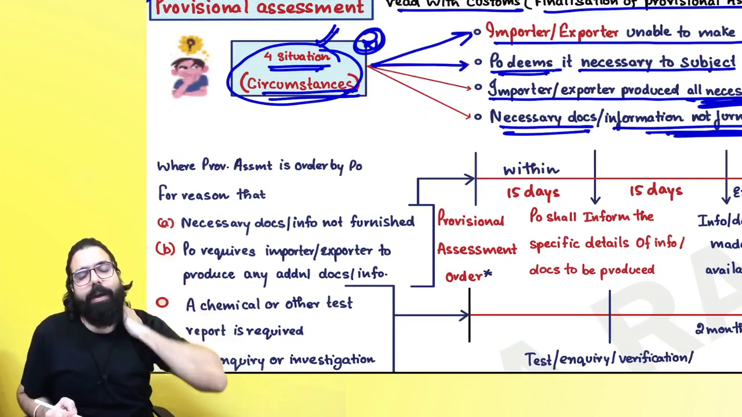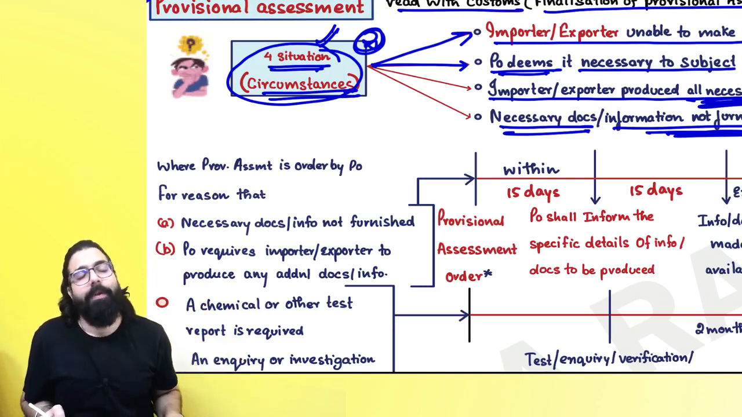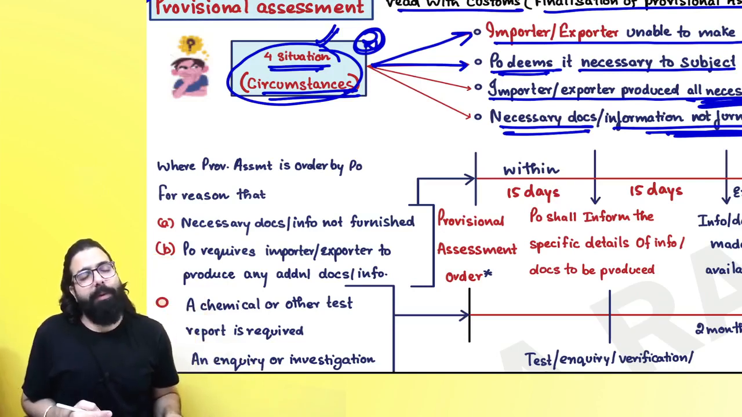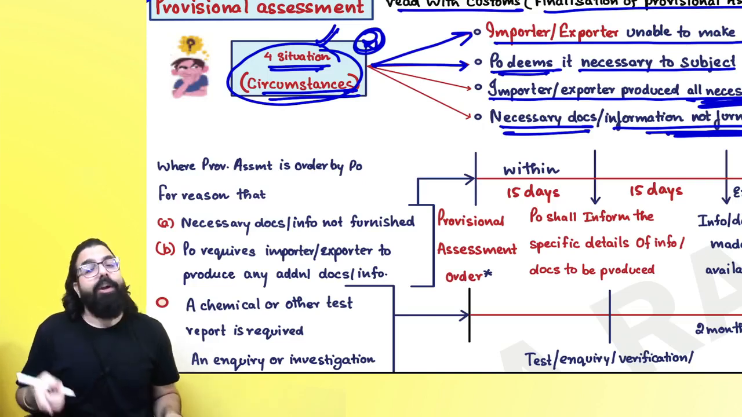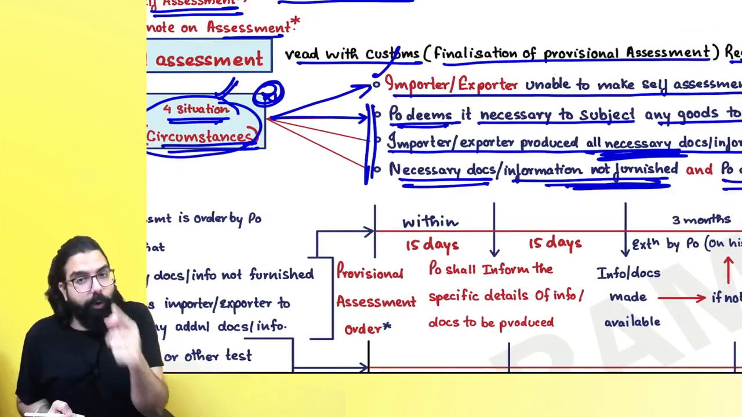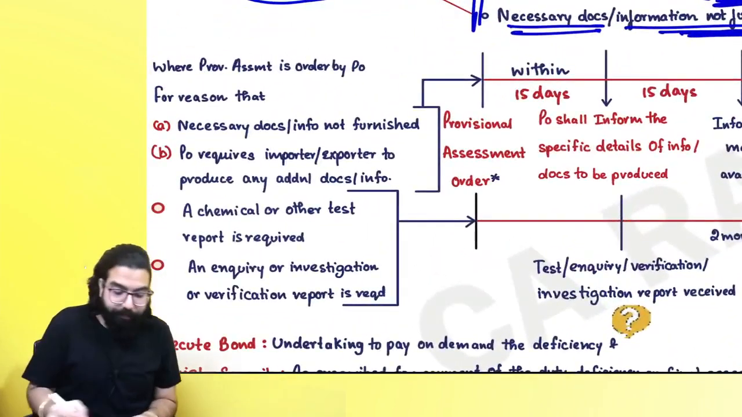What are the cases when provisional assessment can be done? And remember one thing, in GST, the proper officer on his own cannot do provisional assessment, but in customs you can also request and the proper officer also can go ahead and do. Okay sir, point is clear. Everyone over here, now let's understand the procedure.